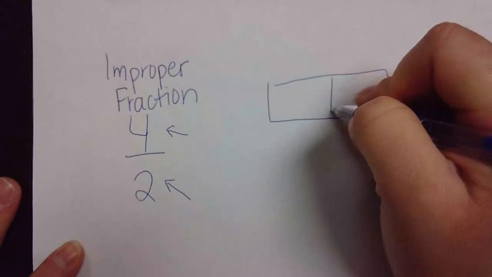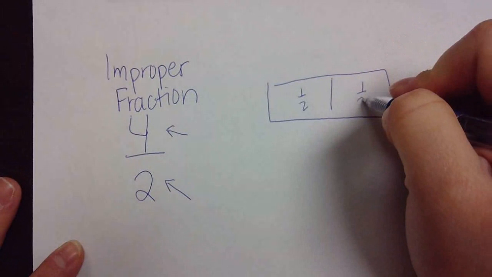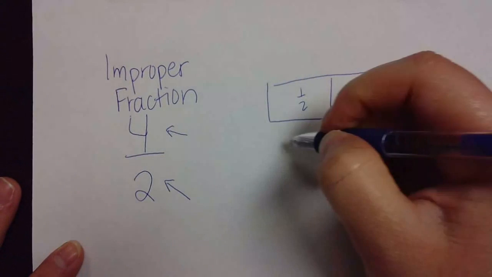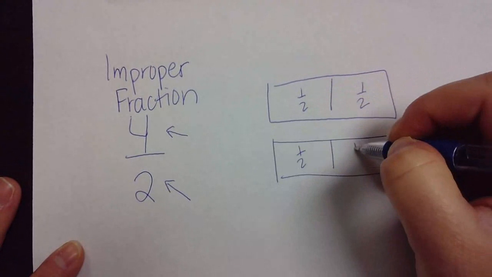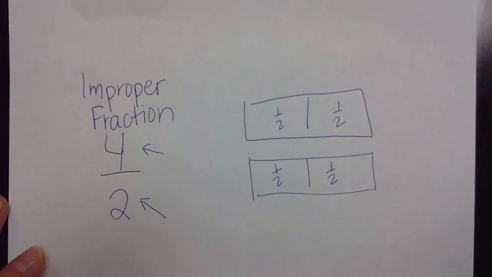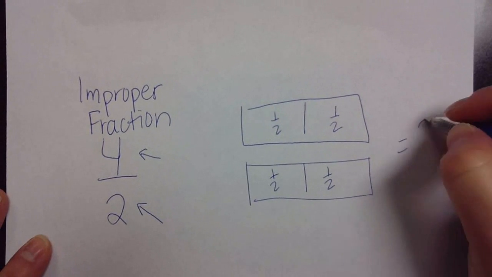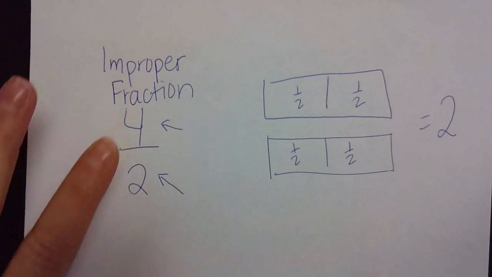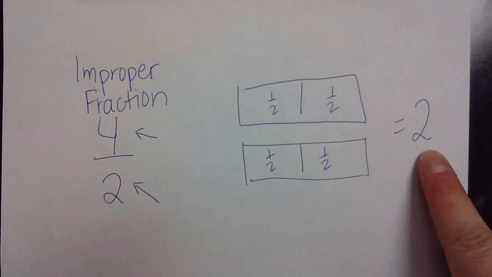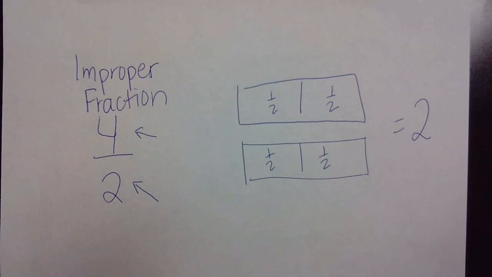This would be 2 halves, and 2 halves make a whole. But I don't have just 2 halves. I have 4 halves. So that would equal 2 wholes. So 4 halves is equivalent to 2. Okay, so improper fractions is one thing we're going to be looking at today.